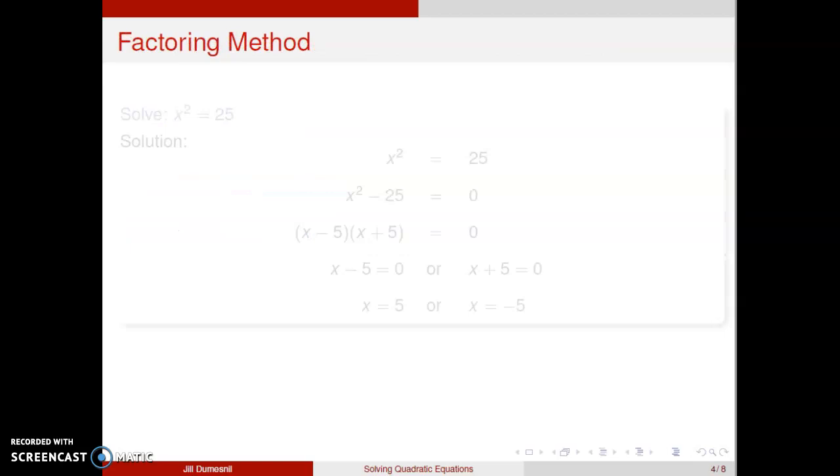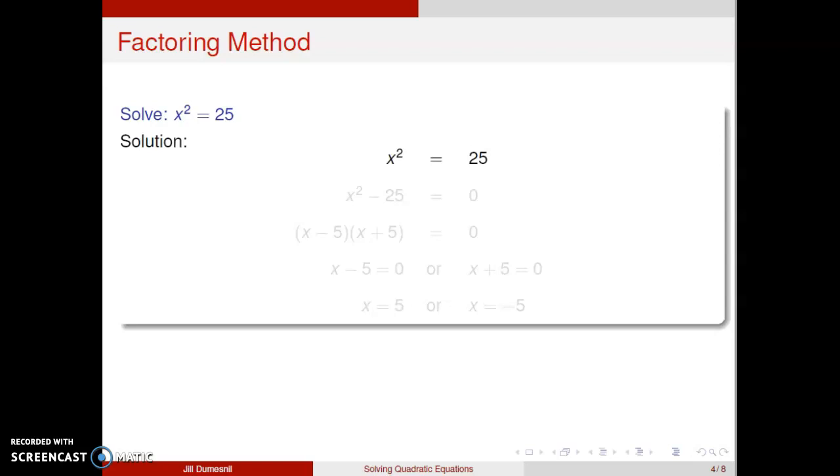Let's first consider a review example in which we use the factoring method. Solve x squared equal 25. This is a quadratic equation that is not in standard form. We put it in standard form by subtracting 25 from both sides, resulting in a difference of squares. We factor x squared minus 25 as the product of the quantity x minus 5 times the quantity x plus 5, and we have a product equaling 0. We set each factor equal to 0 and solve the resulting equations to get x equal 5 or x equal negative 5.